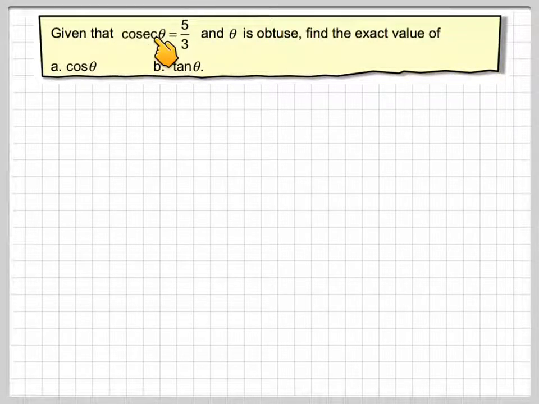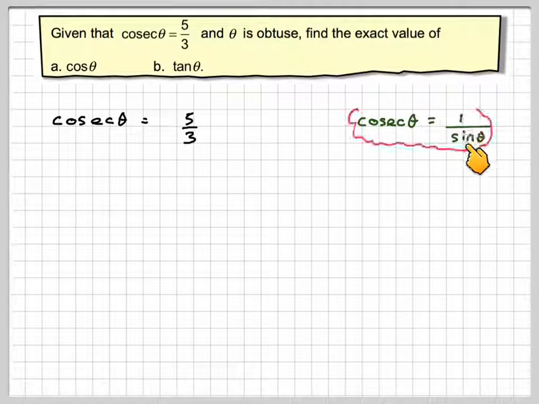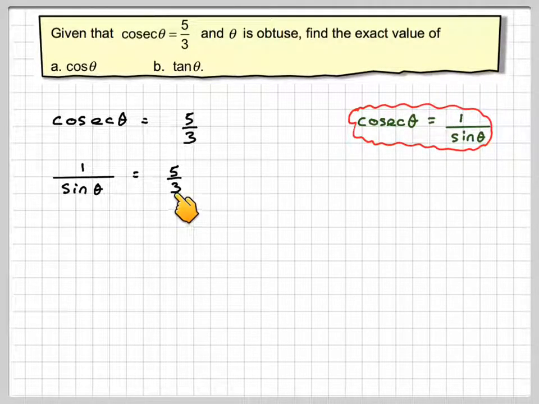Given that cosec theta is 5 over 3 and theta is obtuse, find the exact value of A, cos theta, and B, tan theta. So we've got cosec theta is 5 over 3. Now cosec theta is 1 over sine theta, so the next thing we can write down is 1 over sine theta is 5 over 3, which means that sine theta is 3 over 5. So all we have to do is invert that one and invert that one.